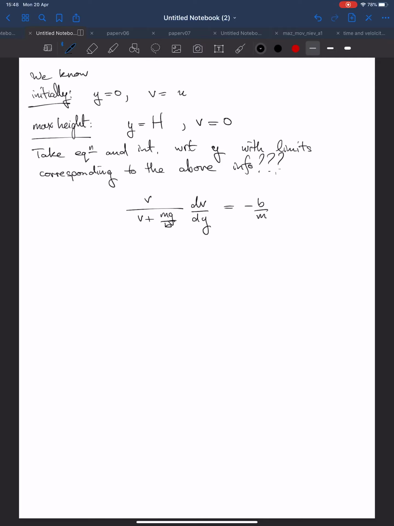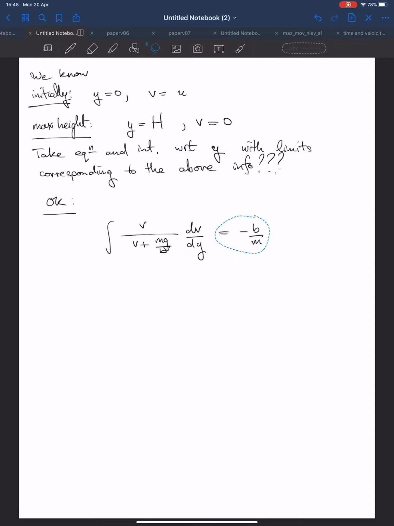Okay, and this we can do. So, what happens is I'll integrate both sides with respect to y, dy. This is just a constant, so I basically have this. I can take the constant outside. This on the left hand.